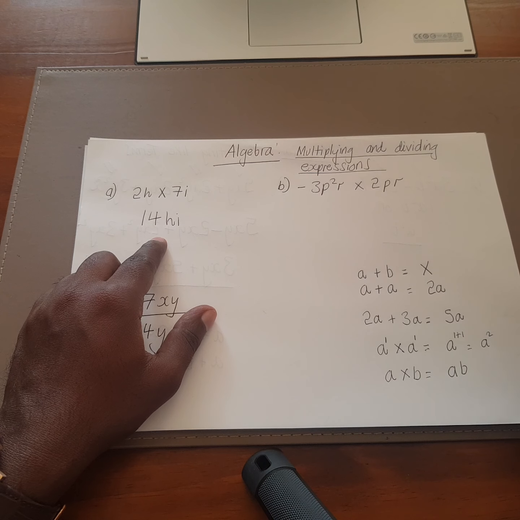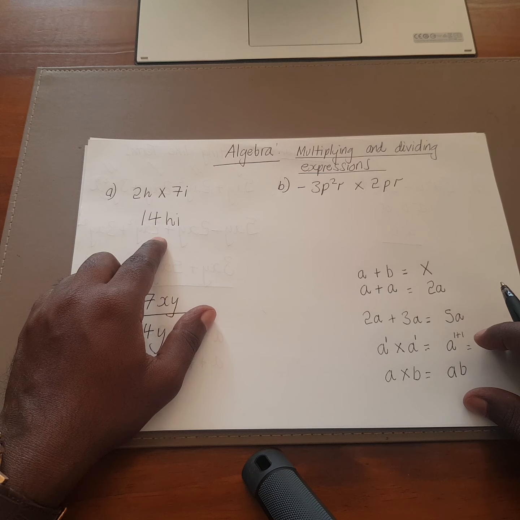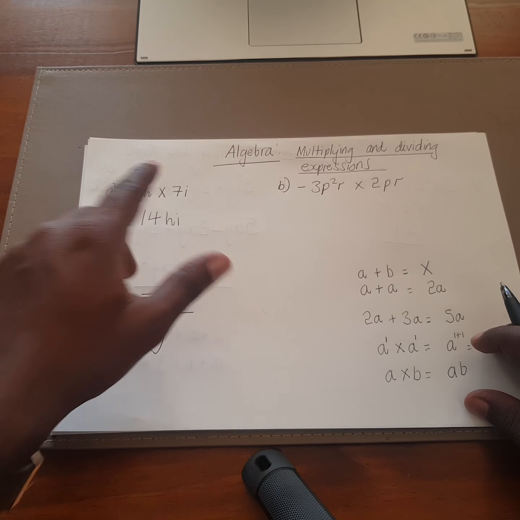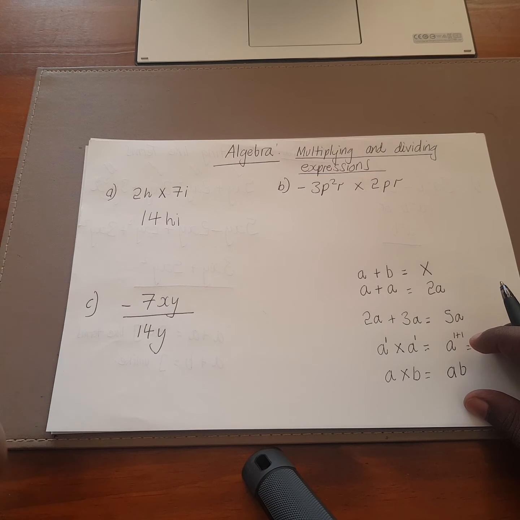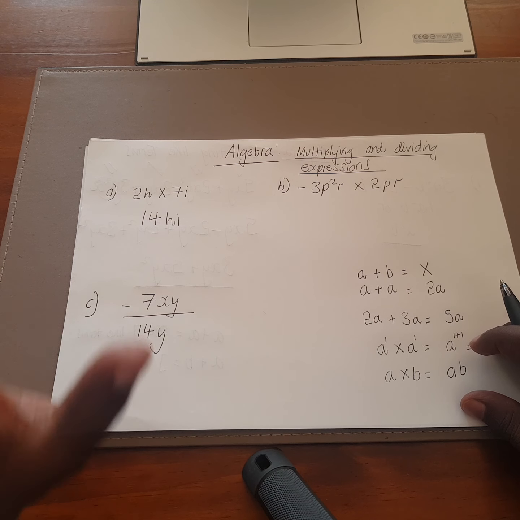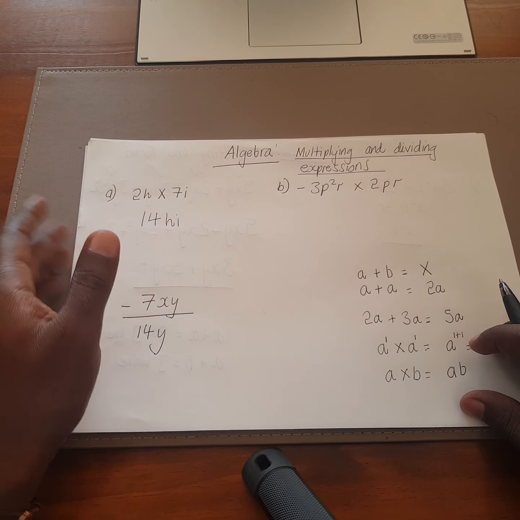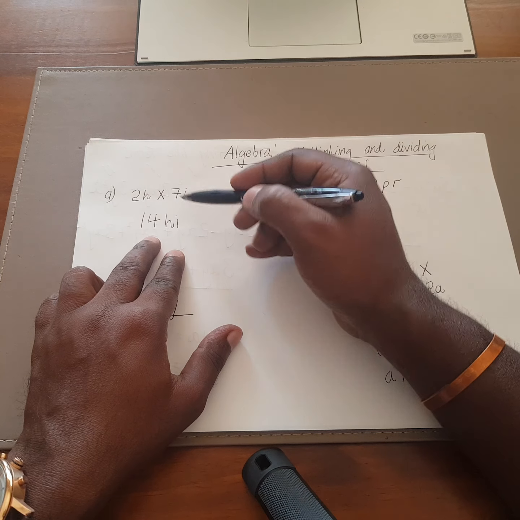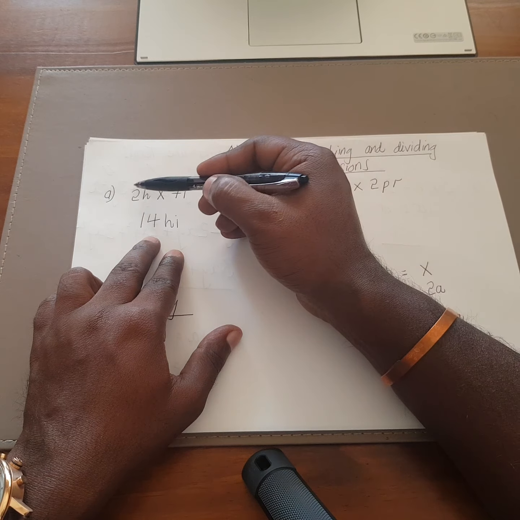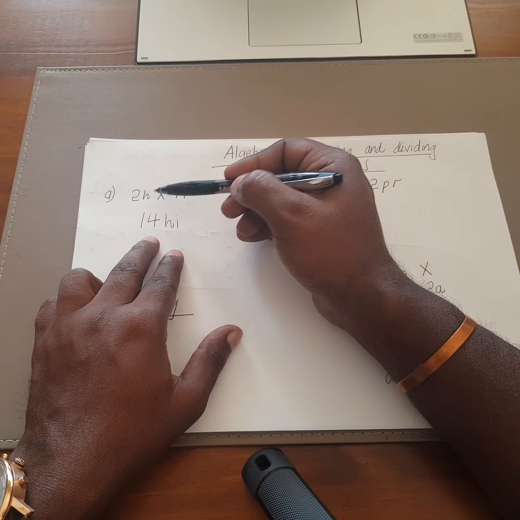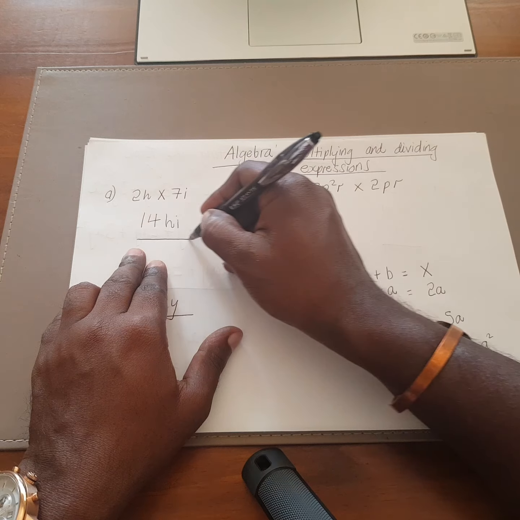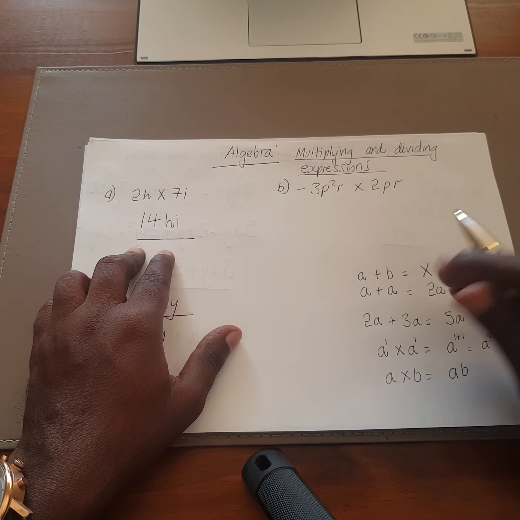Please be mindful. A lot of students go like 2h plus 7i and they try to simplify it, but just remember, in addition you cannot simplify. You can with multiplication. So in this situation, like I said before, multiply the numbers first. So 2 times 7, which is 14, and h times i, which is hi. I can't simplify that any further, and that becomes my answer.